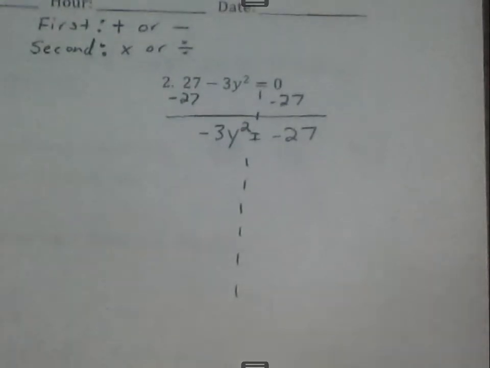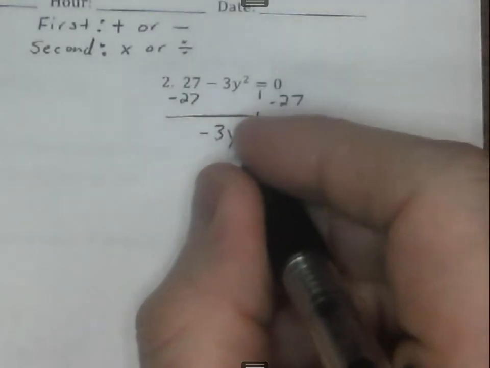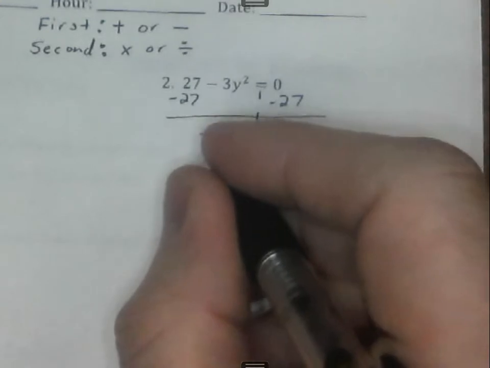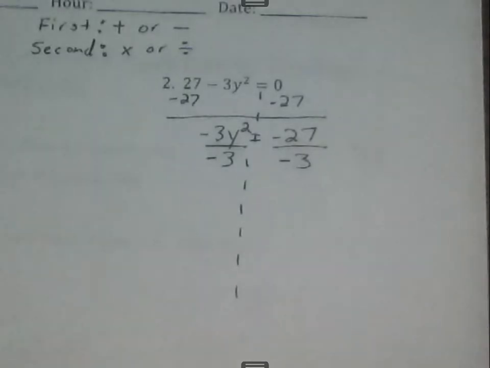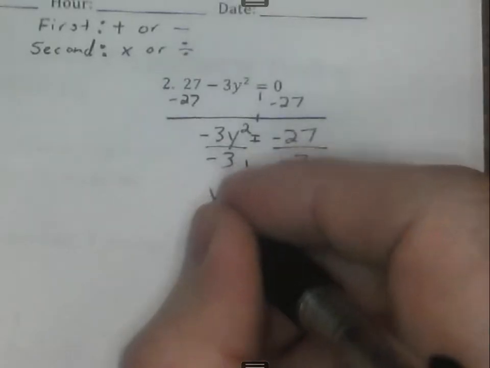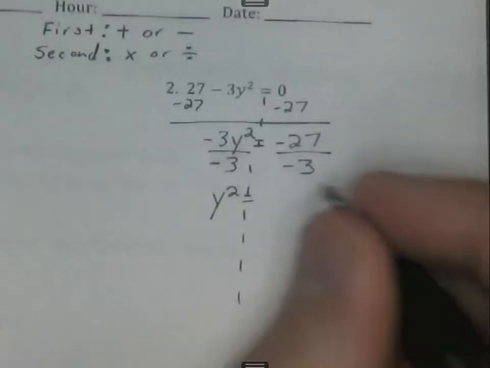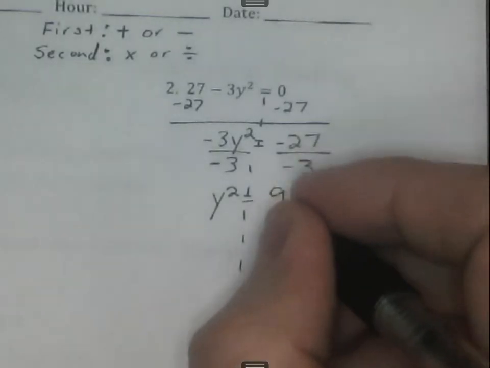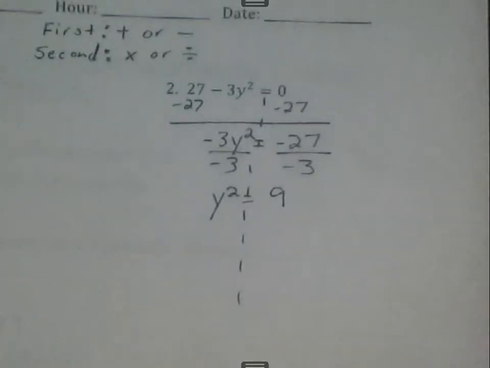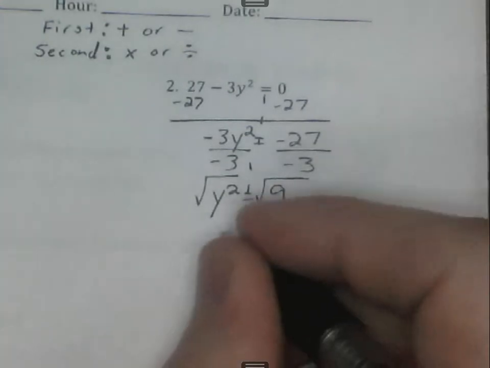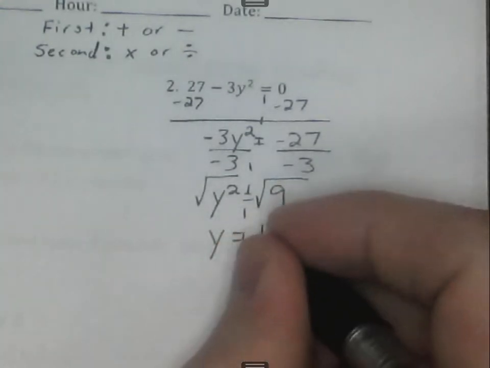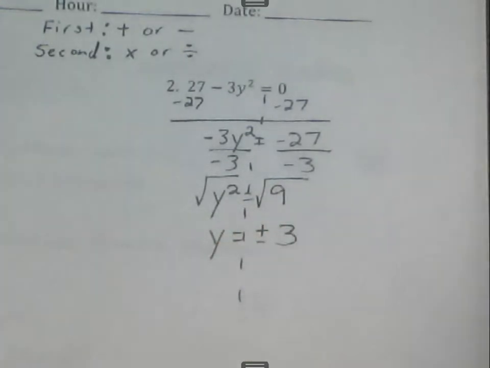Next, I'm going to multiply or divide. In this case, since negative 3 is being multiplied by y squared, I'm going to divide both sides by negative 3. Y squared is equal to positive 9. We have to take the square root of both sides, get rid of the square, so this will give us y equals, don't forget your plus or minus, 3.